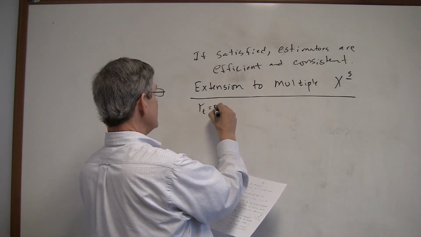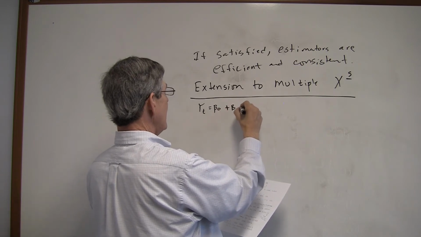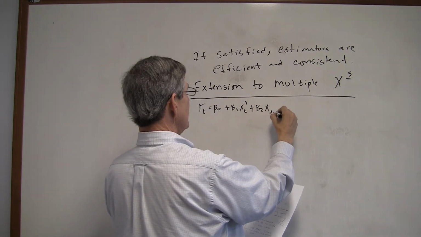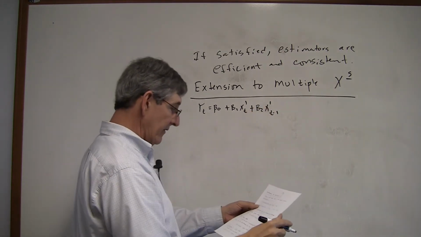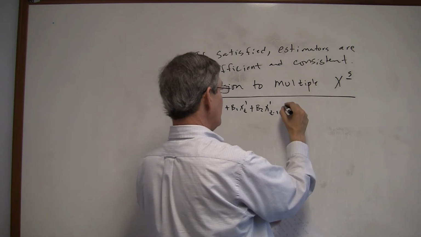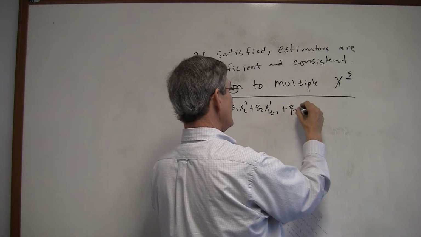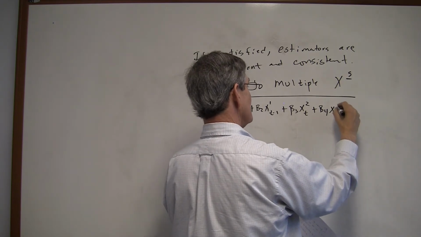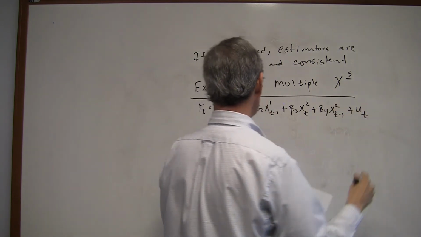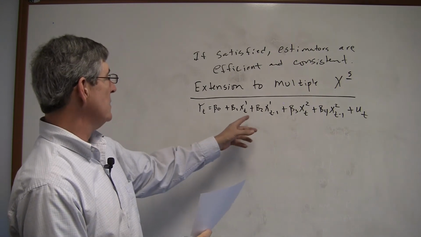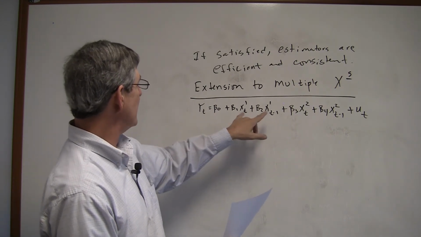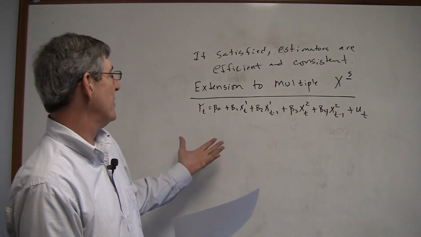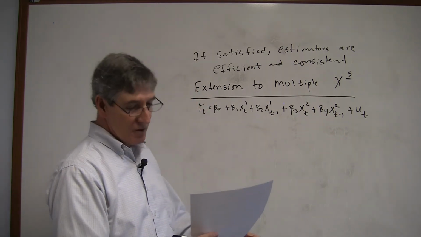yt equals beta 0 plus beta 1 xt1 plus beta 2 x t minus 1, 1, where x1 is one of the variables. Maybe you have plus beta 3 xt2 plus beta 4 xt minus 1, 2 plus ut. So this would just be a case where you have two x's, the present and the lag value of x1, present and the lag value of x2. You could add a third, you could add more lags. It should be obvious.